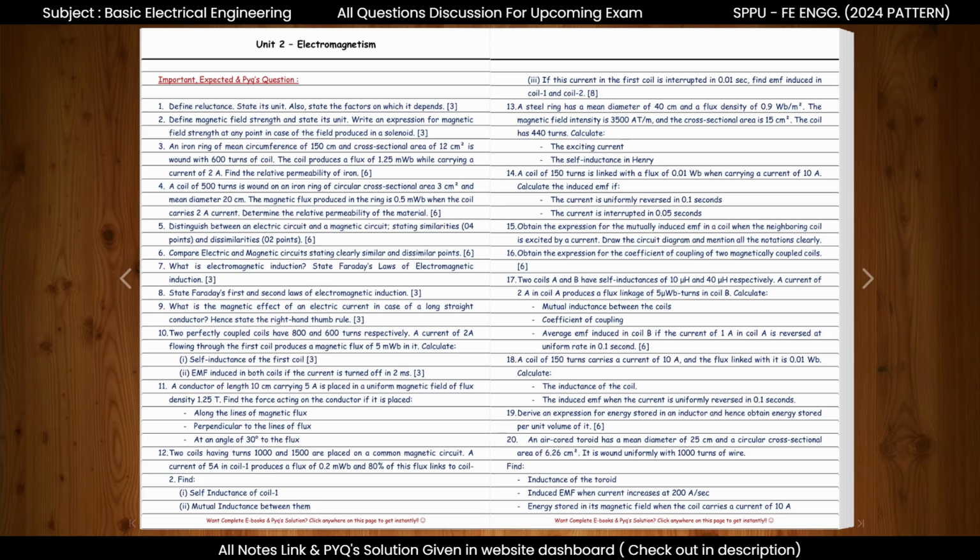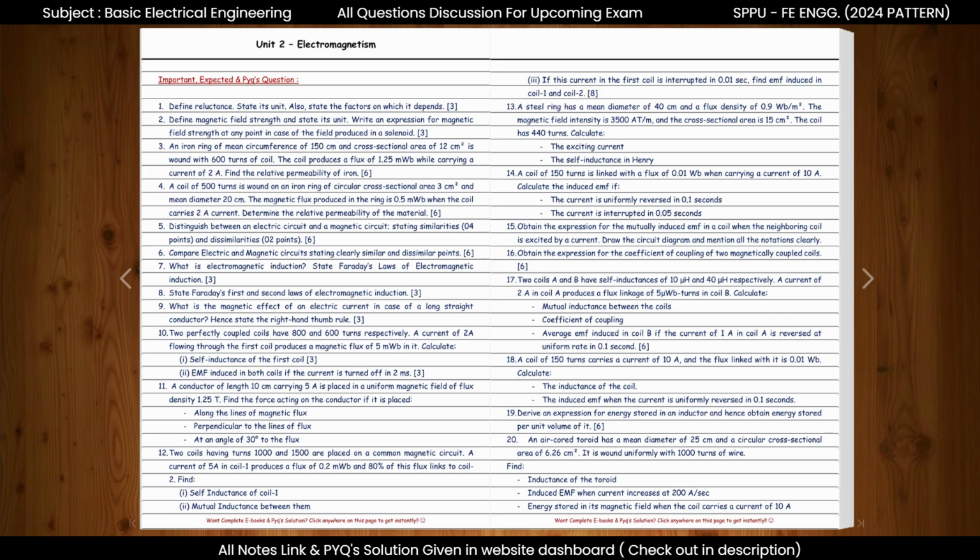Alright, let's move on to our next important topic, magnetic field strength. From this topic, we can expect questions such as, define magnetic field strength and write its unit and the expression for magnetic field strength at any point in the field produced in a solenoid. Magnetic field strength shows how strong the magnetic field is at a particular point. It is defined as the magnetomotive force per unit length of the magnetic path. Its unit is ampere-turn per meter. In a solenoid, which is a coil wound in the form of a cylinder, the magnetic field strength is given by H equals N times I divided by L, where N is the number of turns, I is the current, and L is the length of the solenoid.